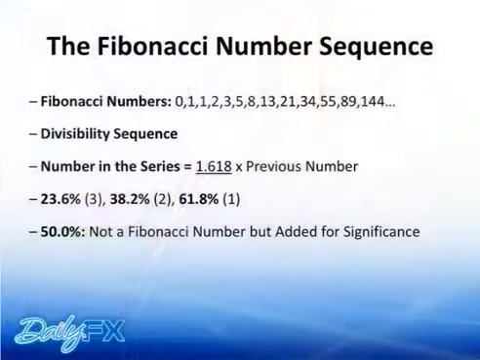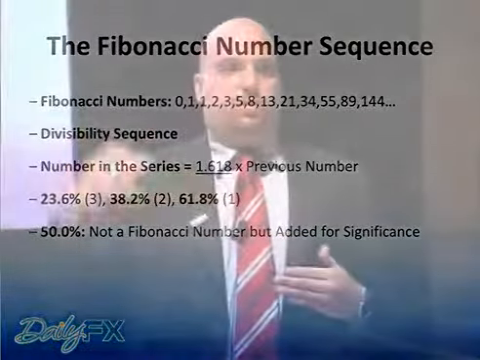But looking at where we get some of the other percentages from, the 61.8 comes from dividing by the next number, but if you divide by the number two places after, say you divide 5 by 13, you will get the 38.2%. And then the 23.6 is just dividing by the third number. The 50% is not technically a Fibonacci percentage, but since it's half of the move, and we'll go into that as we go forward, it's been added into it.